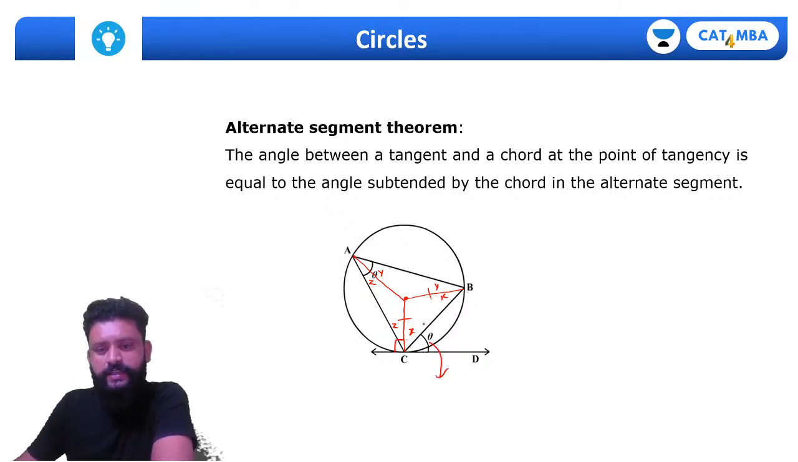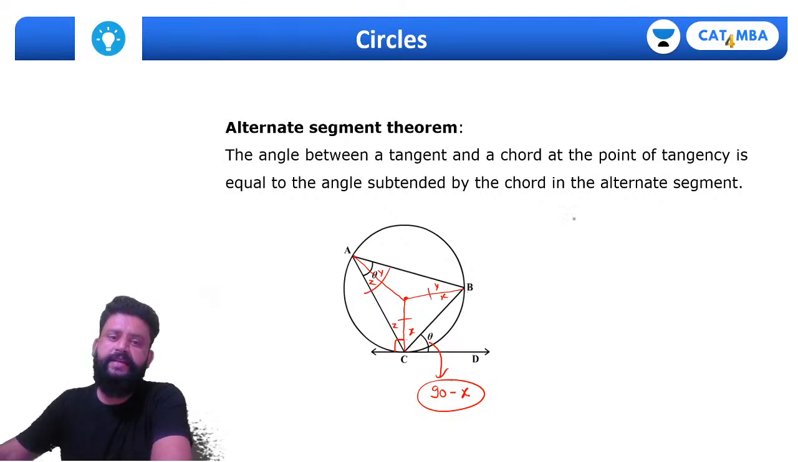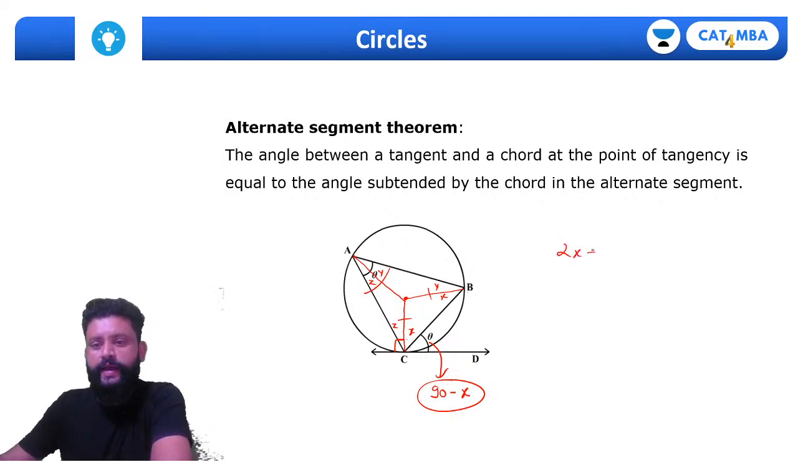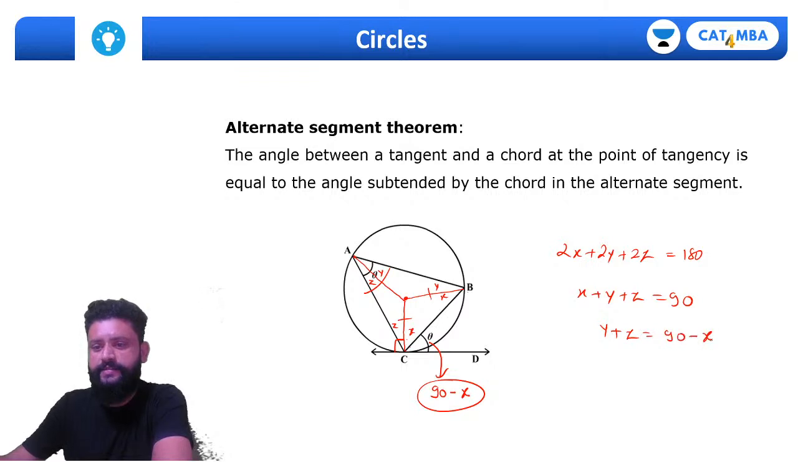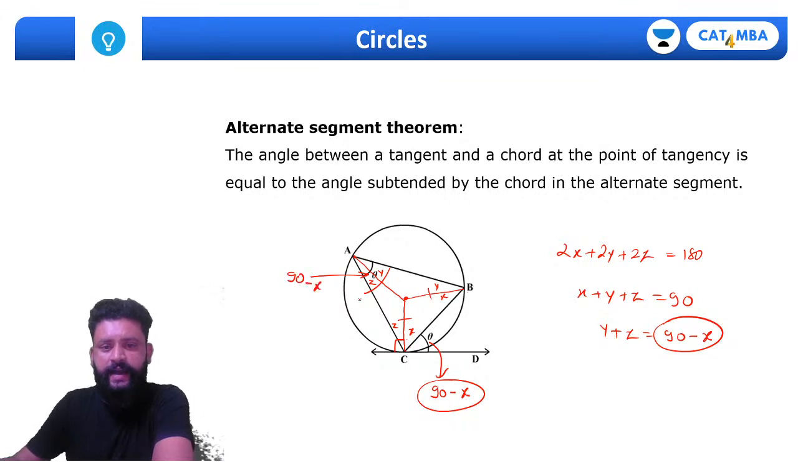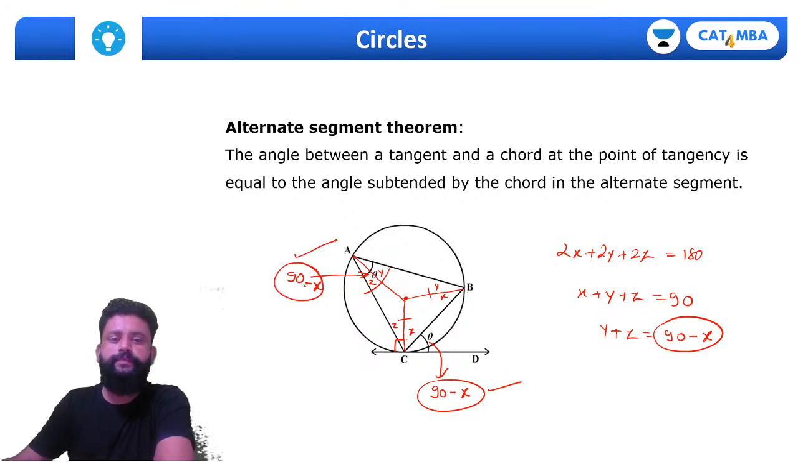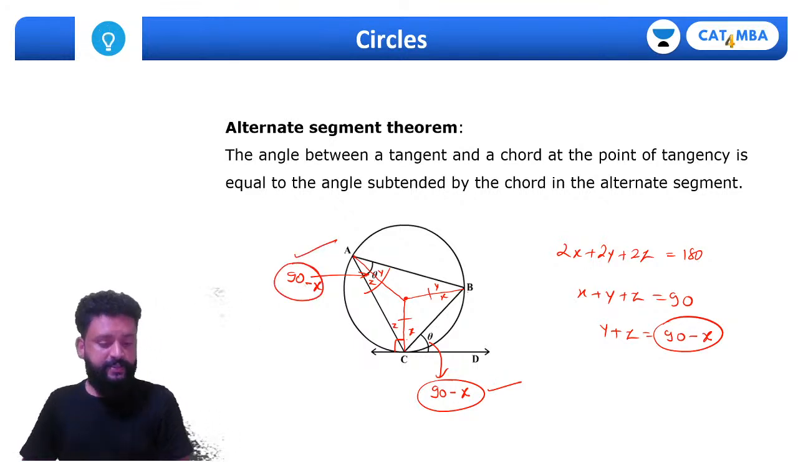So the value of theta, this angle will be 90 minus x, and now we are supposed to prove that this is 90 minus x. You can simply prove it: 2x plus 2y plus 2z has to be 180 degrees. So definitely x plus y plus z has to be 90 degrees, and you can have y plus z as 90 minus x, which is this angle, is also 90 minus x, and this is also 90 minus x. So that's the proof that these two angles are the same.